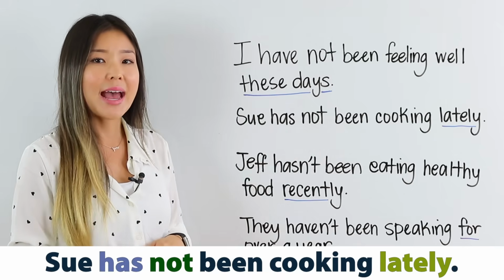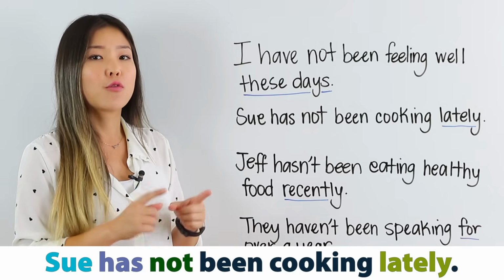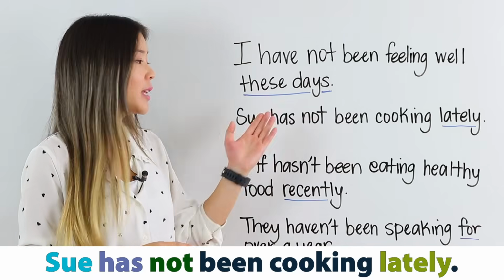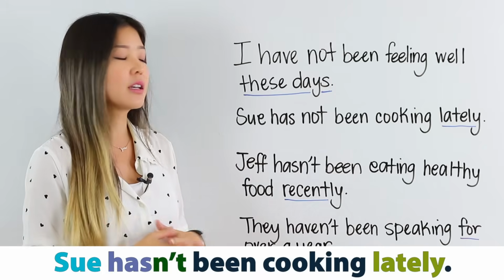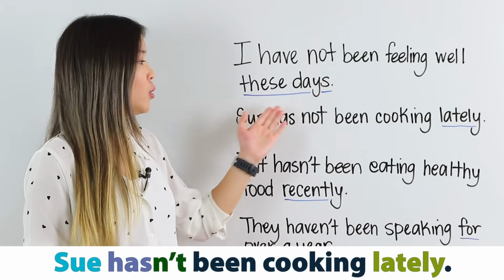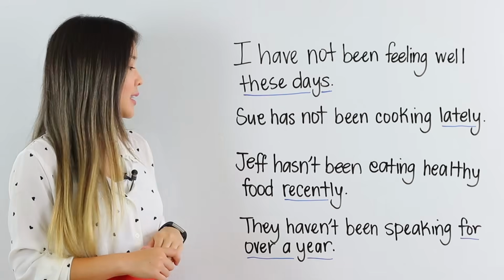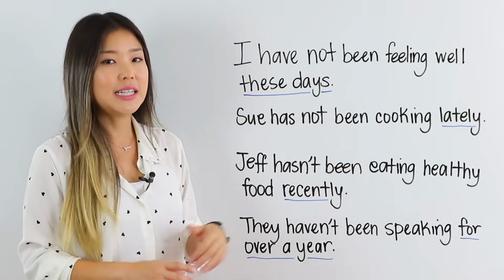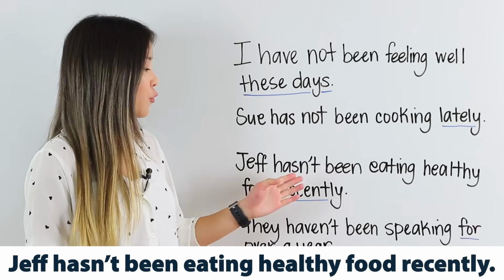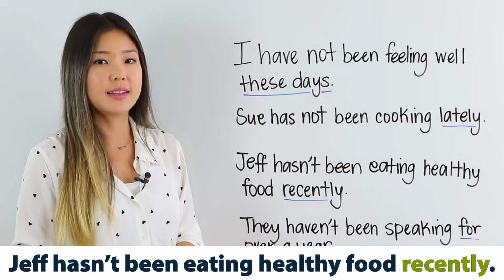Why did we use has? Because the subject is Sue, which is a she. For he, she, it, we use has. Again, we can use a contraction hasn't for has not. Sue hasn't been cooking lately. The next sentence says, Jeff hasn't been eating healthy food recently. Again, the recently can be used at the beginning or end of this sentence.